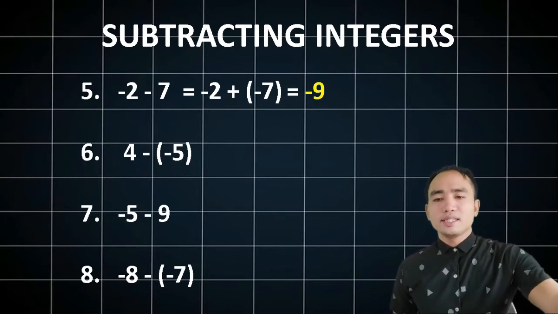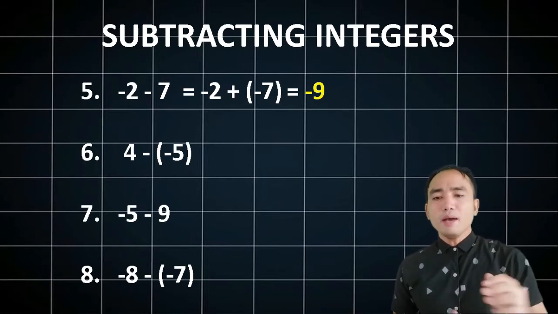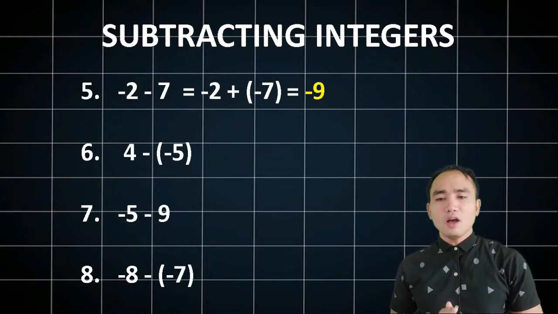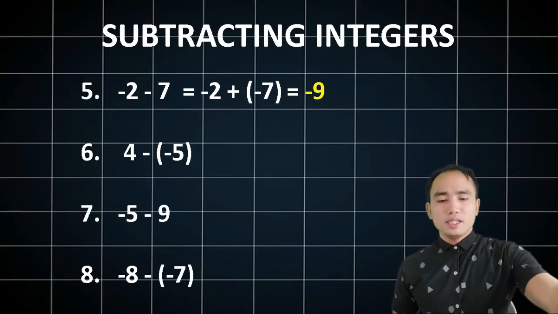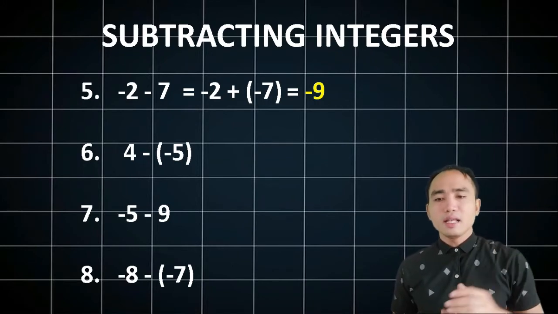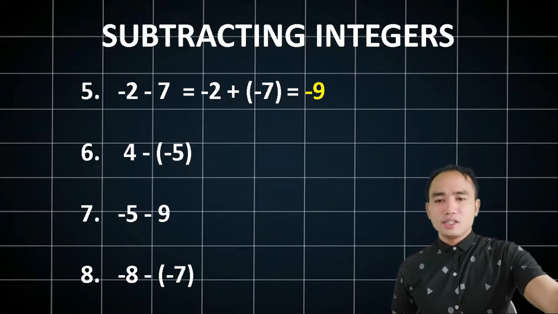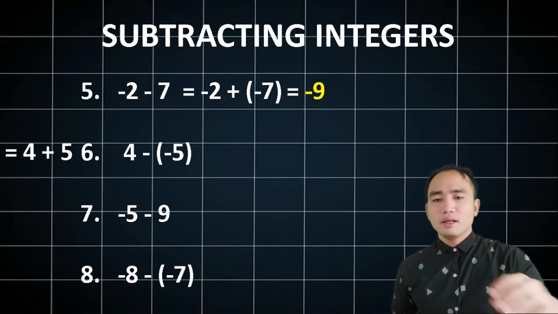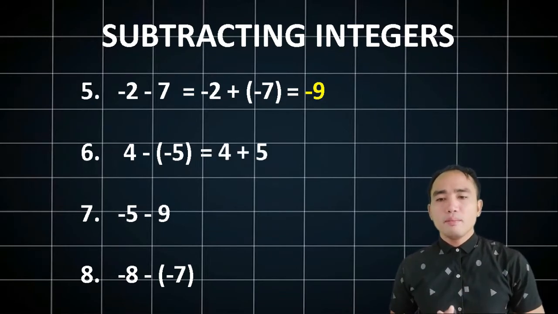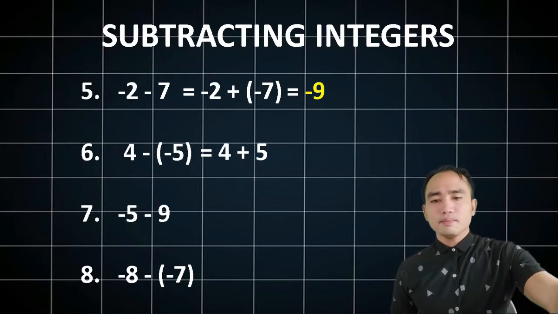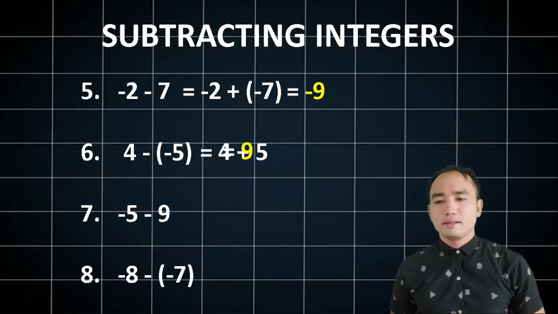4 minus negative 5. Again, we have to get the opposite of negative 5, which is positive 5, and change the operation into addition. So that will be equal to 4 plus 5. And the answer is 9.